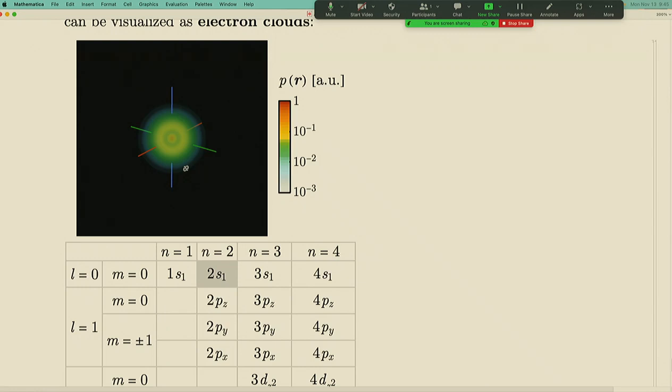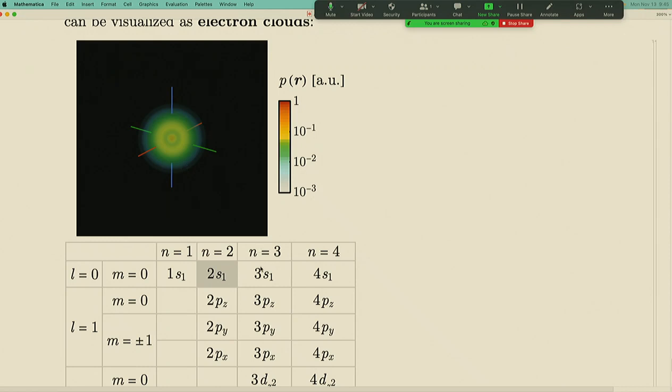If you look at this L equals 0 state, it's also spherically symmetric. But you can see the only difference is that there are 2 shells basically. There's shell number 1 and shell number 2. It's like this.